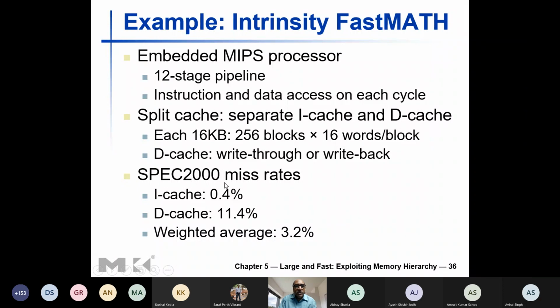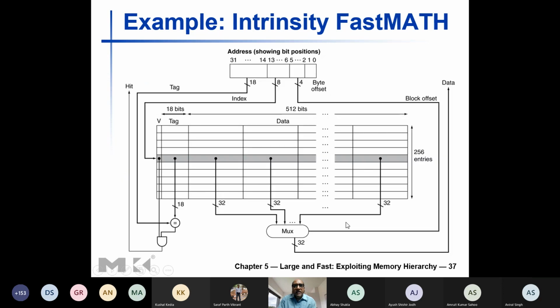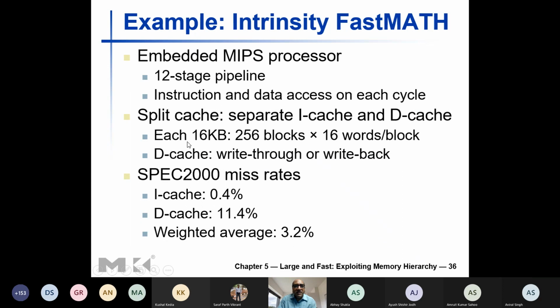The SPEC 2000 benchmark is a program maybe for performing, for example, the multiplication of two huge matrices. In that case, if you analyze the miss rates with respect to specific block sizes and specific cache sizes, these are some numerical numbers. Now we'll see that for this particular processor, there are 16 kilobytes of data cache and 16 kilobytes of instruction cache.